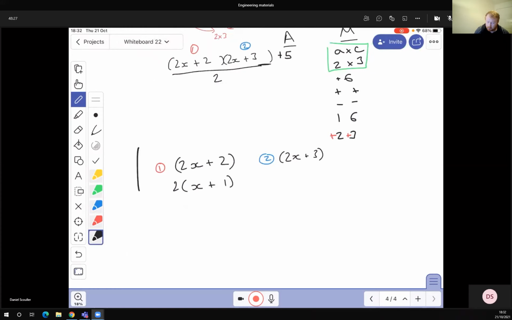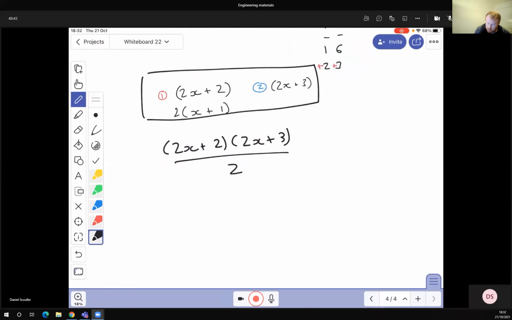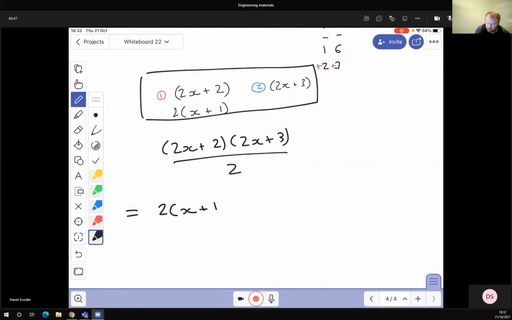So put a wee box around that. So if we've got 2x plus 2, 2x plus 3 over 2, we can simplify that to 2x plus 1, 2x plus 3 over 2. So we've simplified that first bracket by removing a common factor.